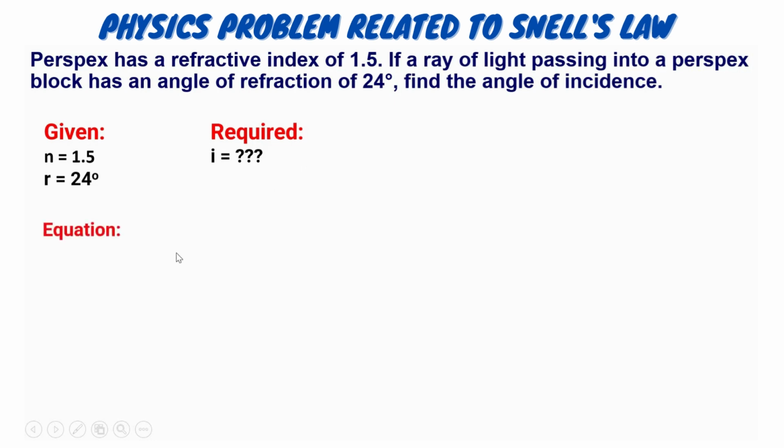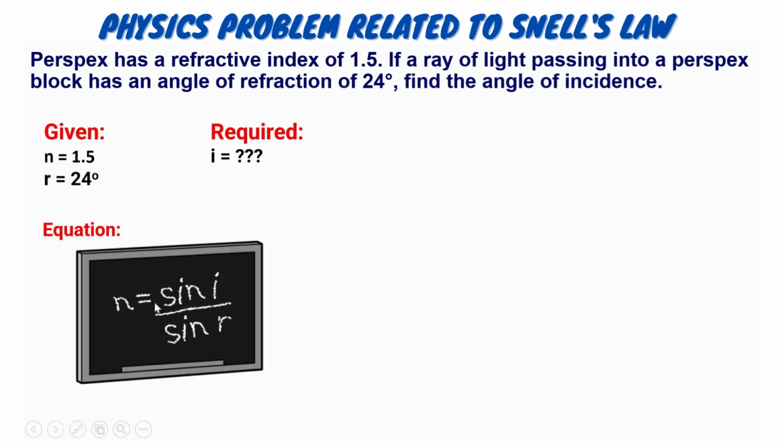To solve the problem, we can make use of Snell's law to find the angle of incidence, where n is equal to sine i divided by sine r, where i is the angle of incidence and r is the angle of refraction. For the solution, we need first to rearrange the equation so we have the final formula to calculate the angle of incidence. And for our final formula, we have sine i is equal to sine r times refractive index.